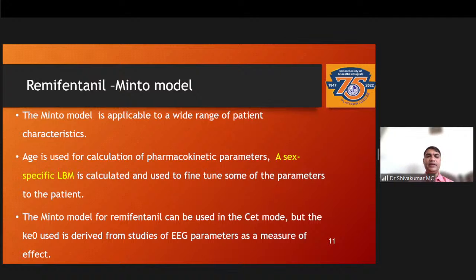Age is used for the calculation of pharmacokinetic parameters. A gender-specific lean body mass is calculated and used to tune some of the parameters to the patient. The Minto model for remifentanil can be used in an effect-site targeting mode, but normally it is used for plasma site targeting. Nowadays, based on certain EEG parameters, they use it for effect-site targeting, which is not suitable. So the Minto model is ideally suitable for plasma site targeting.